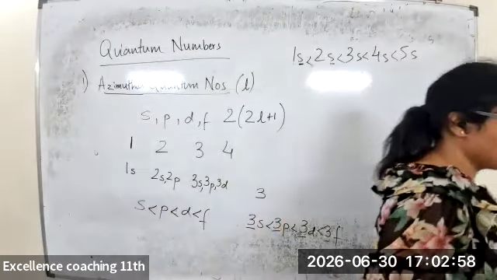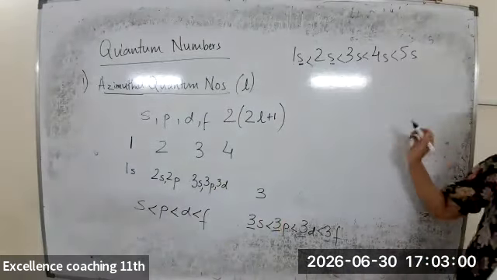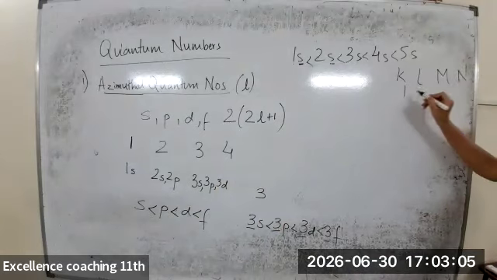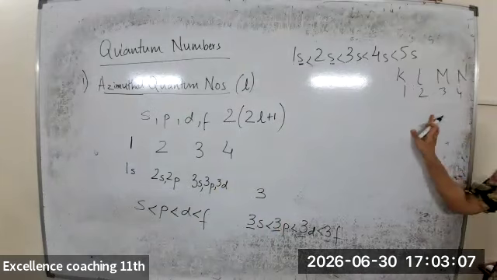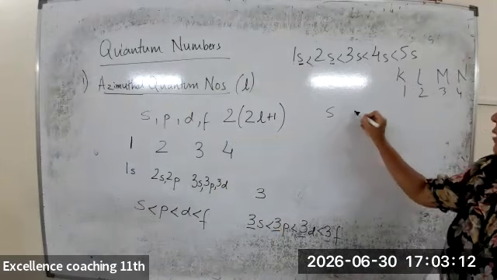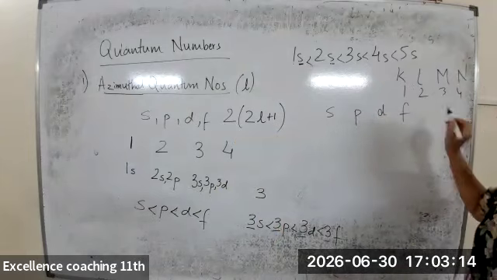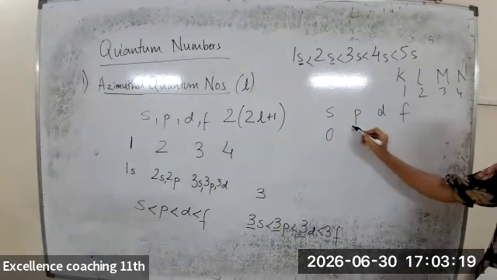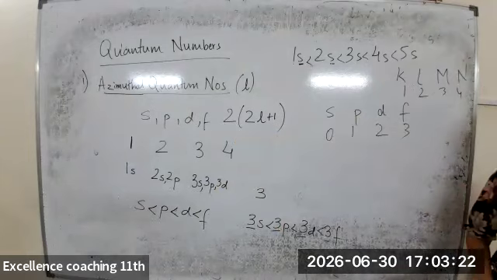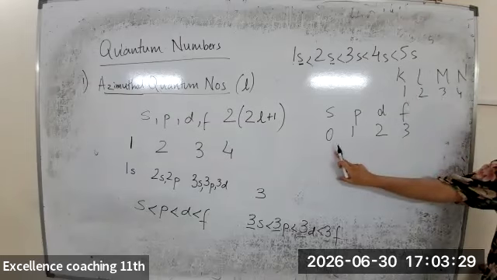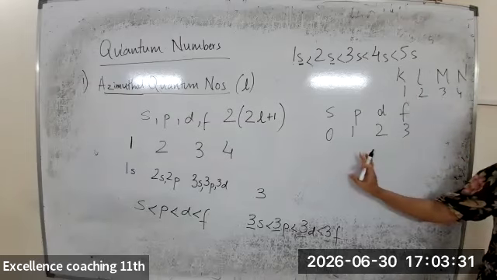Like how for our principal quantum numbers, for our shells like K, L, M, N, there were numbers like 1, 2, 3, 4, the same way for my subshells, that is S, P, D, F, we have numbers. For S it is 0, then 1, 2, 3. The only difference is that for my principal quantum number it starts from 1, and here it will start from 0.